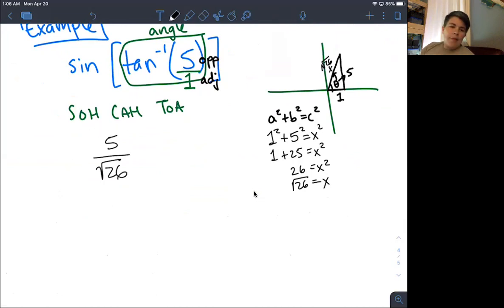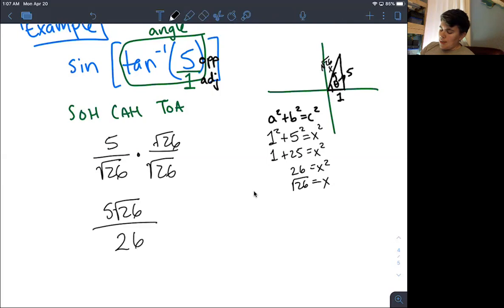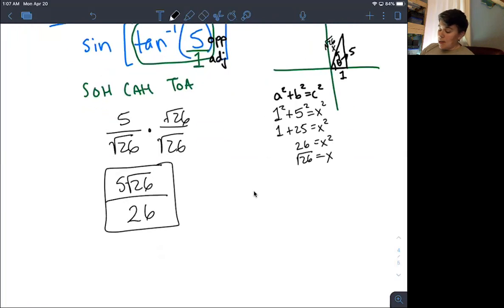Don't put a box around that. Come on. What do we need to do? Let's rationalize the denominator. So I'm going to multiply both the top and bottom times square root of 26, so I'm going to end up with 5 times the square root of 26 over 26. I don't think I can simplify. I can't simplify that at all. So that is going to be my final answer. Remember, no solution set because I'm not actually solving for anything.